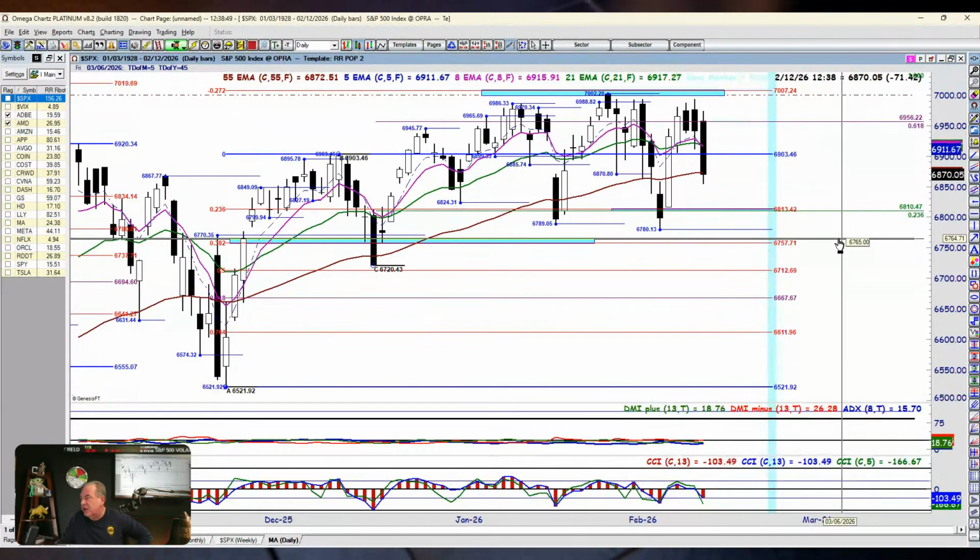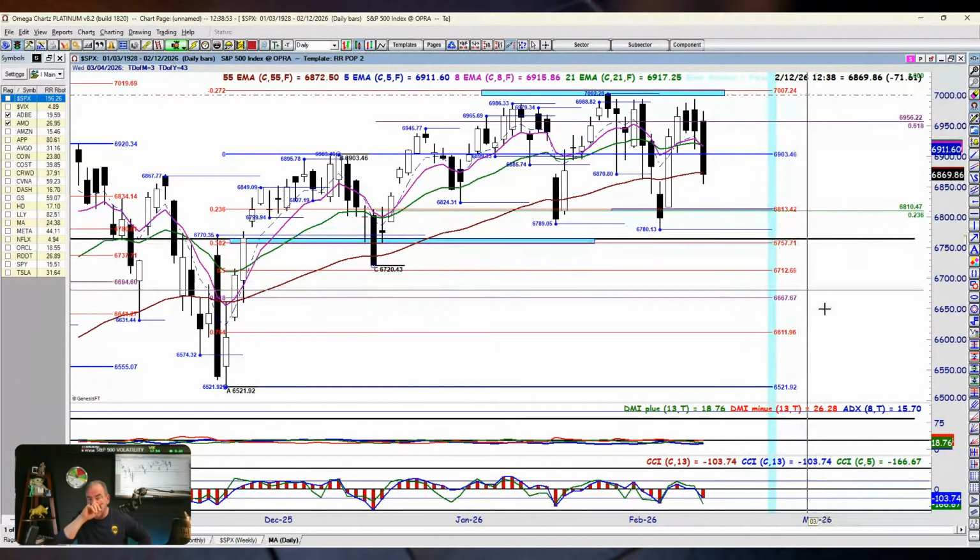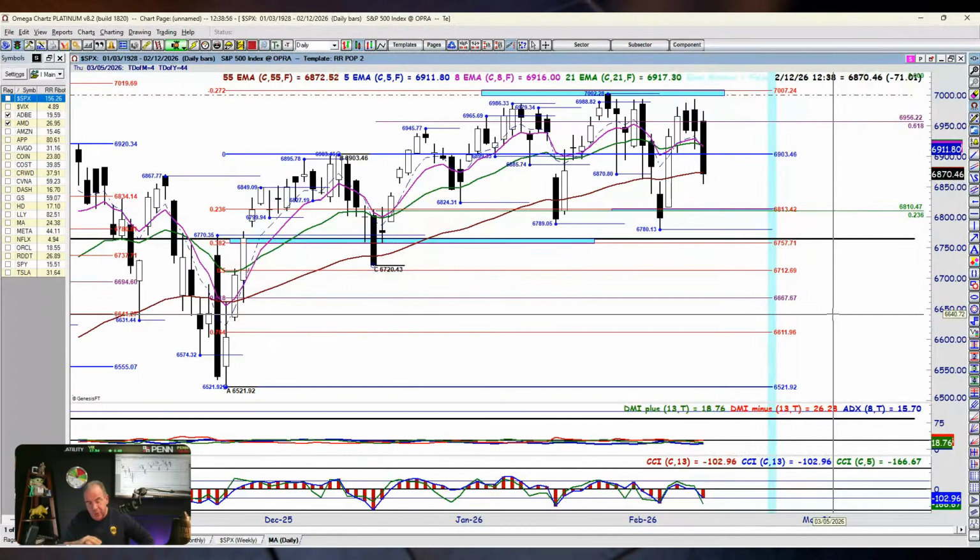6765, which is this black line right here. That's one of them. And I have multiple lines like that drawn on there. The next one down is 4181.